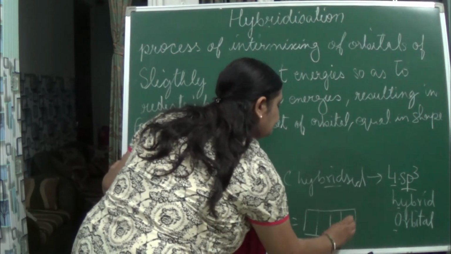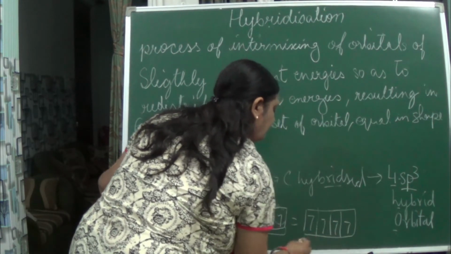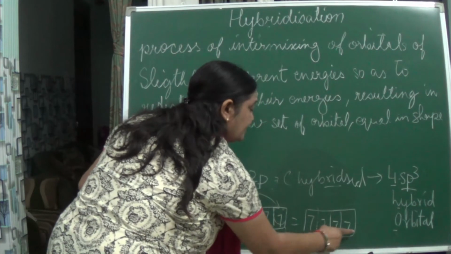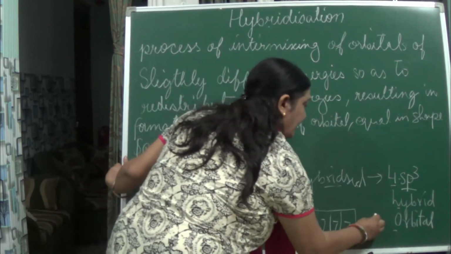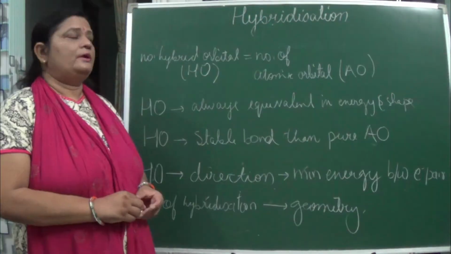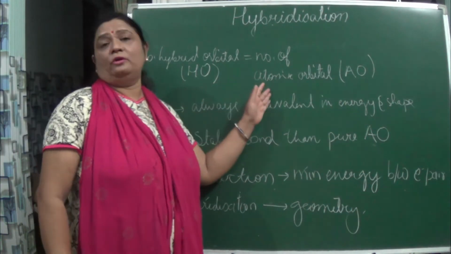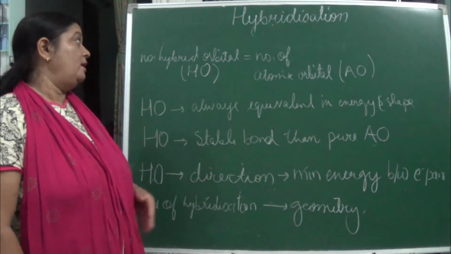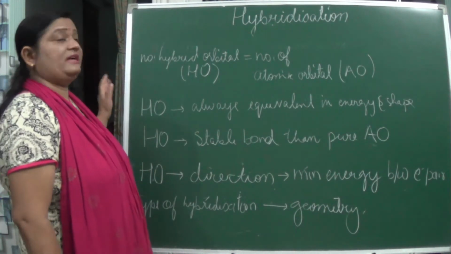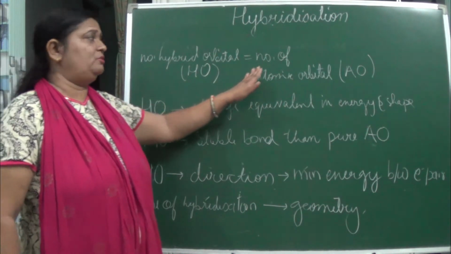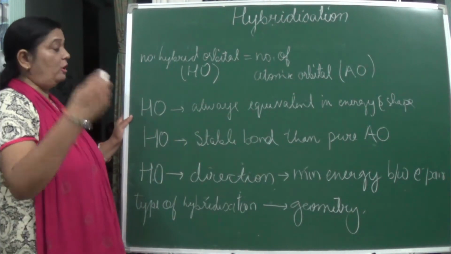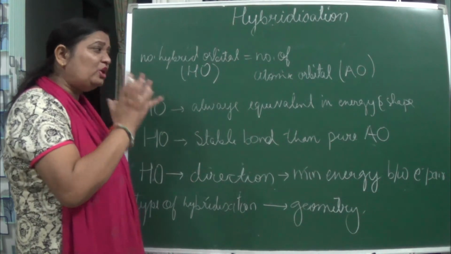Now, in which one s is there and 3 p is there, isn't it? And as a result it becomes sp3, having the same energy. So students, the overlapping concept of atomic orbitals could not give the shape and geometry, but the hybrid orbital could. When we talk about hybrid orbitals, the number of hybrid orbitals is always equal to the number of atomic orbitals. Hybrid orbitals are always equivalent in energy and shape.